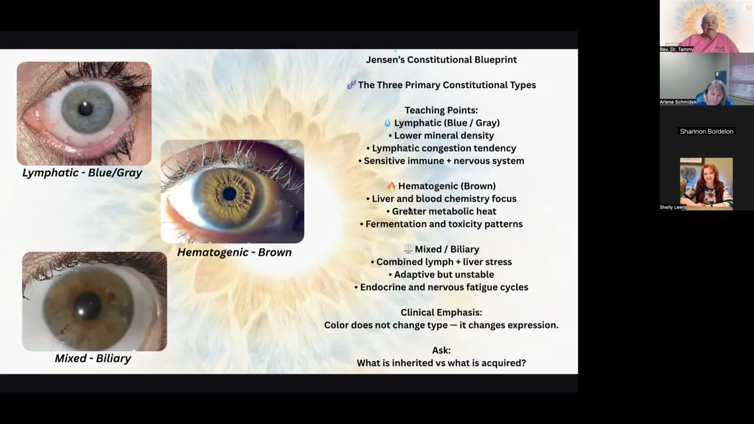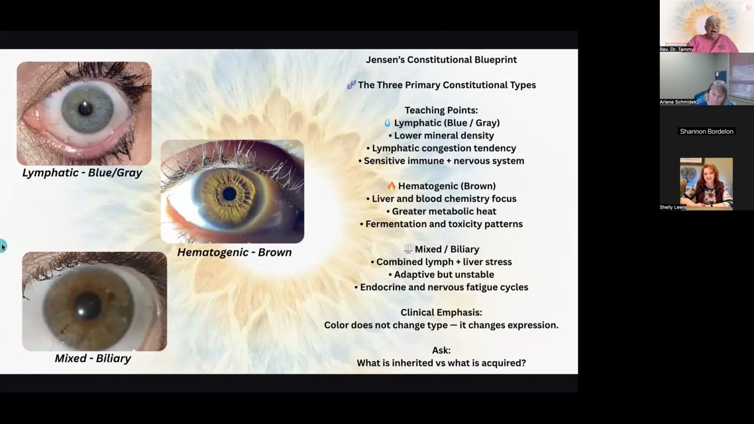So as we get going, Jensen's constitutional blueprint, the 3 primary constitutional types. Lymphatic blue, which is what I have. They have lower mineral density, and I've got a double whammy when it comes to that because I had the stomach stapling. Lymphatic congestion: you'll see more lymphatic rosaries in blue eyes than you will in brown, although in brown eyes, the lymphatic congestion shows up a little bit differently, and that'll come in later. They have sensitive immune and nervous systems, and that is very true.